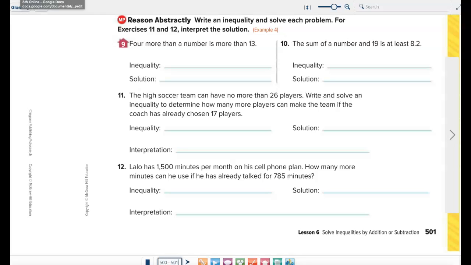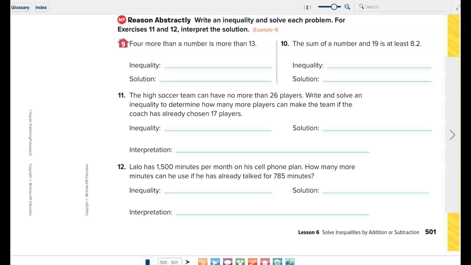Okay, so I'm going to do part of your assignment with you. I'm going to do numbers 9 through 12, and then you're going to have a different assignment at the end of this video. As long as you are writing down everything that I am showing, showing all your work, you're going to get half of your assignment done in this video. So we are still working on inequalities and solving inequalities by addition or subtraction.